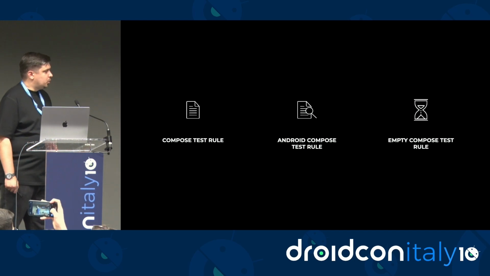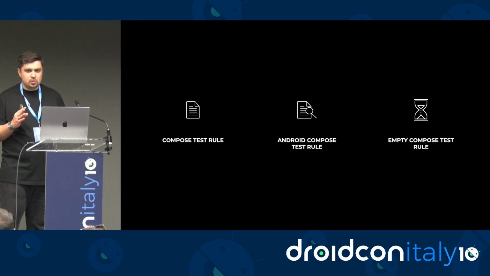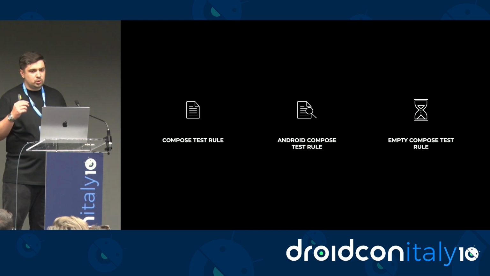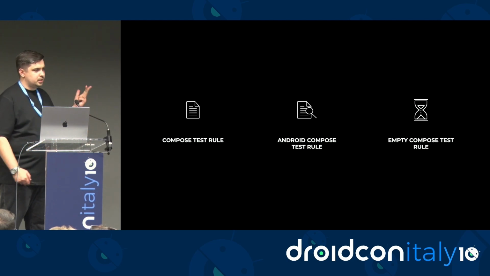And we also have the empty compose test rule. The main idea here is that many projects start migration from View to Compose. And very often on your fragment, you can have one composable element on the screen. So in this case, you want to launch a fragment or launch an activity and later on find a UI element with Jetpack Compose. For that, we have the empty compose test rule. Using this test rule, you cannot inject any composable code into your test activity. You can also find some elements which are placed on the activity or the fragment.